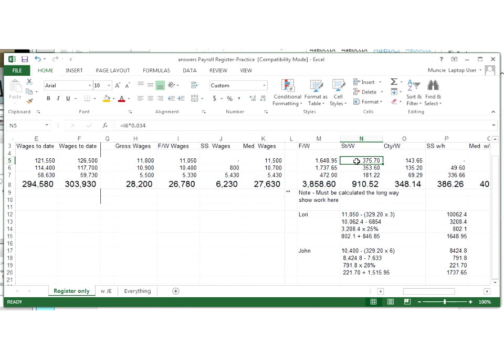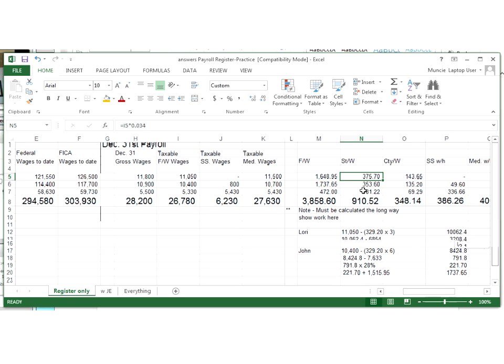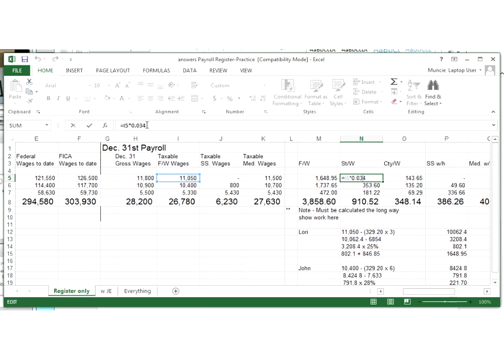State withholdings, this is very easy if you just use the formula. Remember, state withholdings go along with your federal base numbers. So all I have to do is look up here in the formula, take my federal taxable wages times the 3.4% that I told you in the instructions, and it simply calculates it for us. City withholdings do the same thing, except use 1.3%. Still use our federal withholdings taxable wage base as the starting figure.